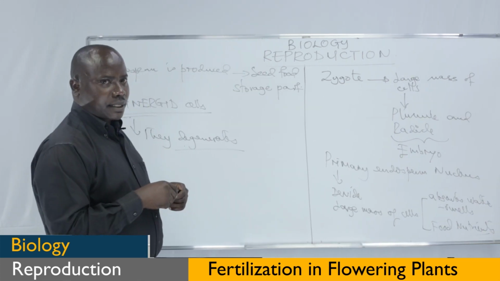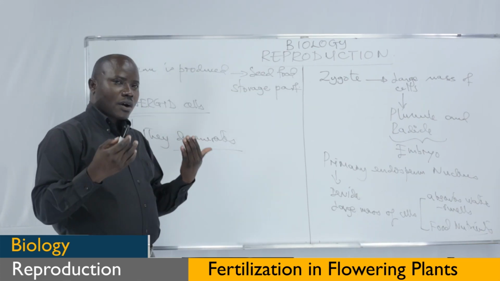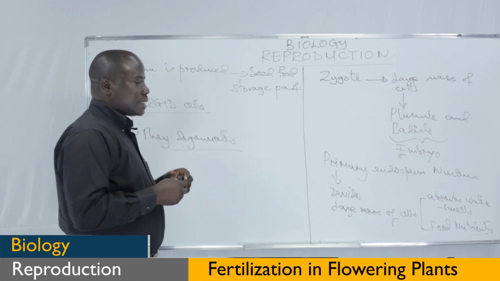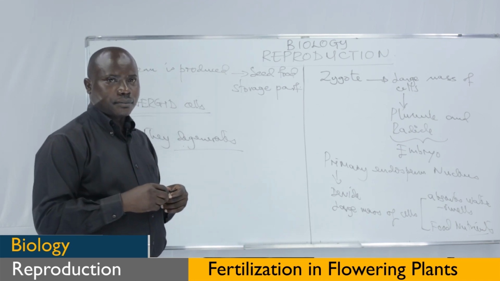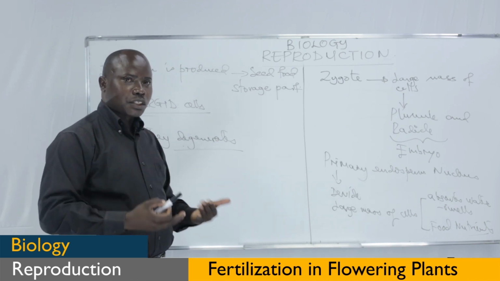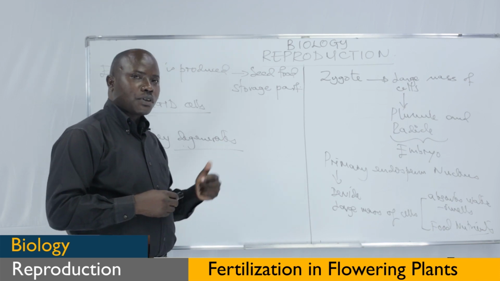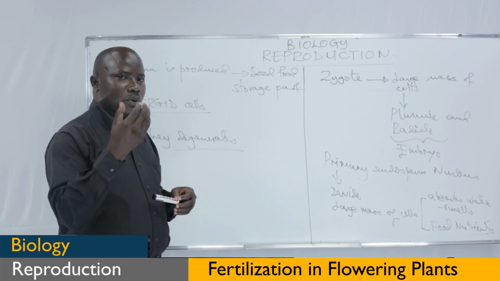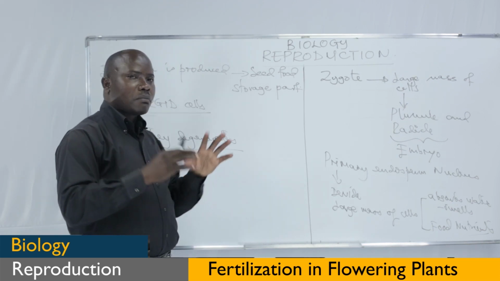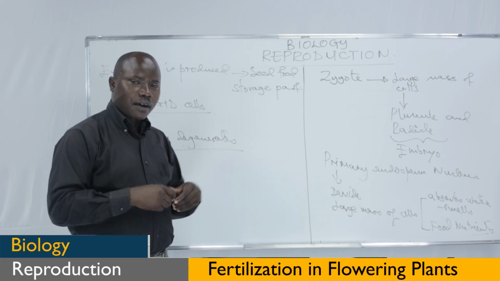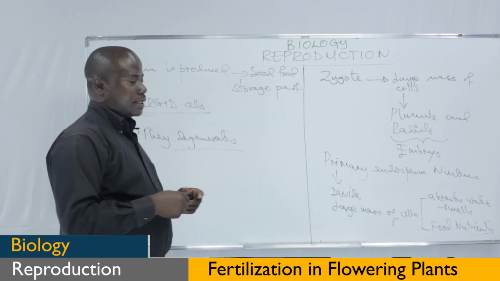My dear students, it means the knowledge you have acquired here is that the synergids are not there for nothing. They help to attract the pollen tube toward the embryo sac by the chemical produced by the filiform apparatus which the synergid contains. After that, they degenerate.